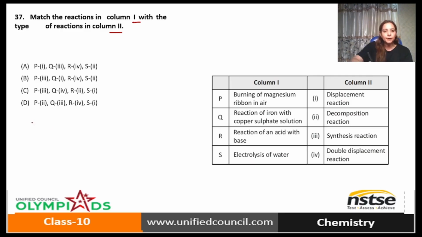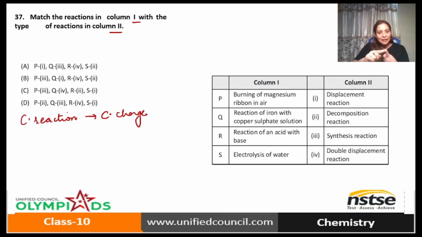Now what do we mean by chemical reaction? Chemical reaction is particularly a chemical change. That means where new substances are formed, energy changes take place, and the new substance which is formed may or may not have properties similar to the reactants, because those new substances have their own identity. Now we have different kinds of chemical reaction.